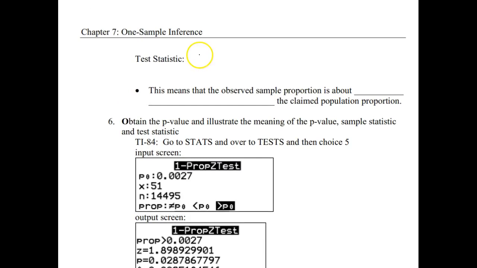From that statistic we can make what we call a standardized statistic, a test statistic, so the z-score. For the z-score, we're going to compute the distance between p hat and p0. We take p hat minus p0, and then divide that by the standard deviation, which in this case is the square root of p0 times 1 minus p0, all over n.